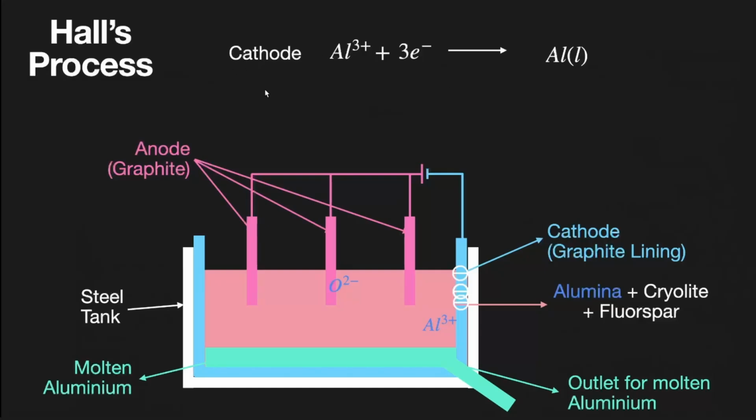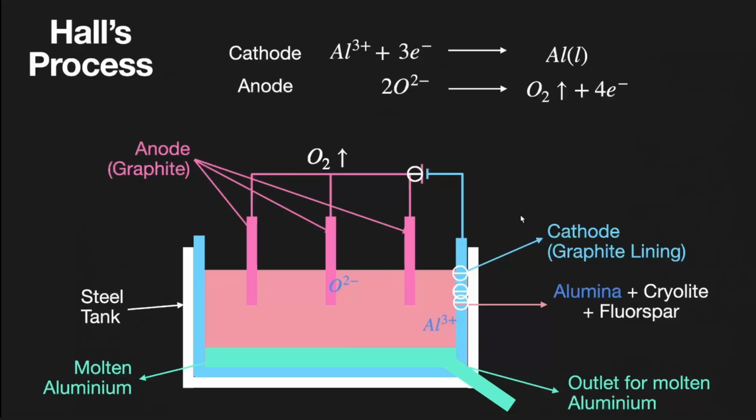We need to see what's happening at the anode. So at the anode, O2- is going to give us oxygen gas along with 4 electrons. So the oxygen gas starts getting released at the anode, and these electrons want to flow back towards the positive terminal, right? Because they're attracted to the positive terminal. So that sums up Hall's process.